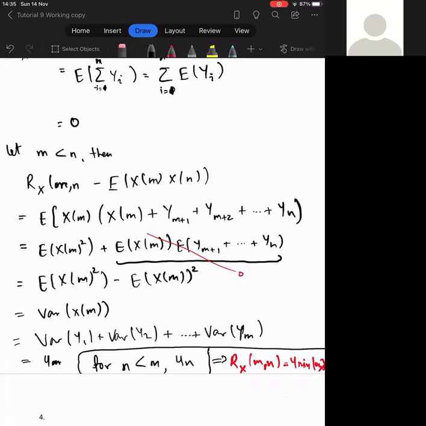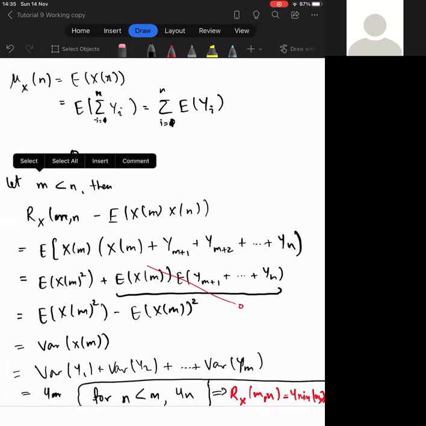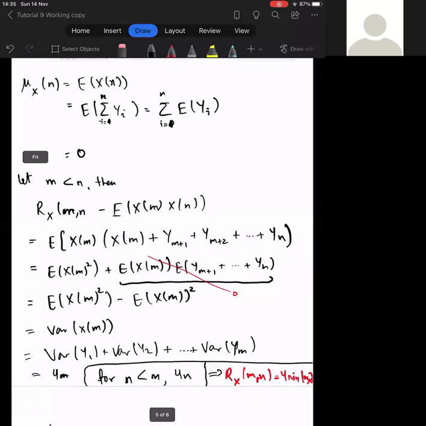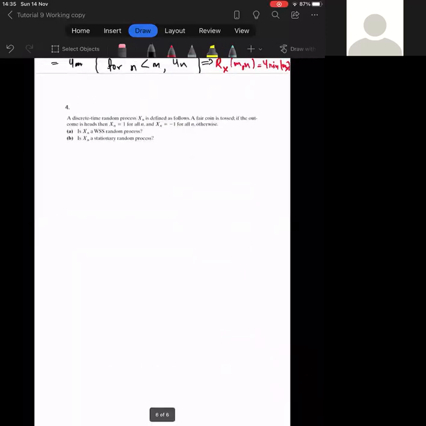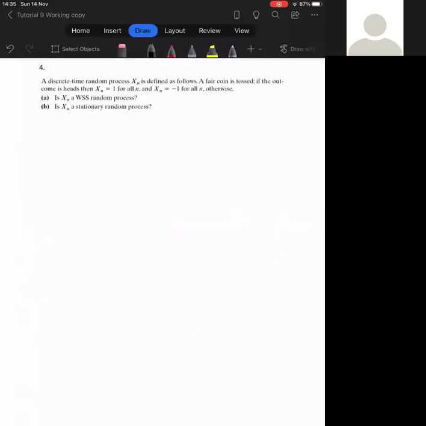All right. Have a look at the solution. See if you understand it, and then let's just move on to the next question. You may pause here if you want to look at it. The question 4, I'll just go through it. It says a discrete time random process xn is defined as follows.